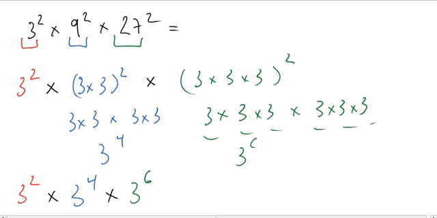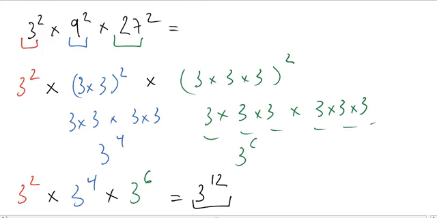And notice it's still equal to exactly the same thing. 9 to the power of 2 is also equal to 3 to the power of 4. 27 to the power of 2 is equal to 3 to the power of 6. It's just equal to the same thing. We just wrote it differently. So we have 3 to the power of 2 times 3 to the power of 4 times 3 to the power of 6, which is going to be equal to 3 to the power of 2 plus 4, so that's 6, plus 6, 12. It's equal to 3 to the power of 12.